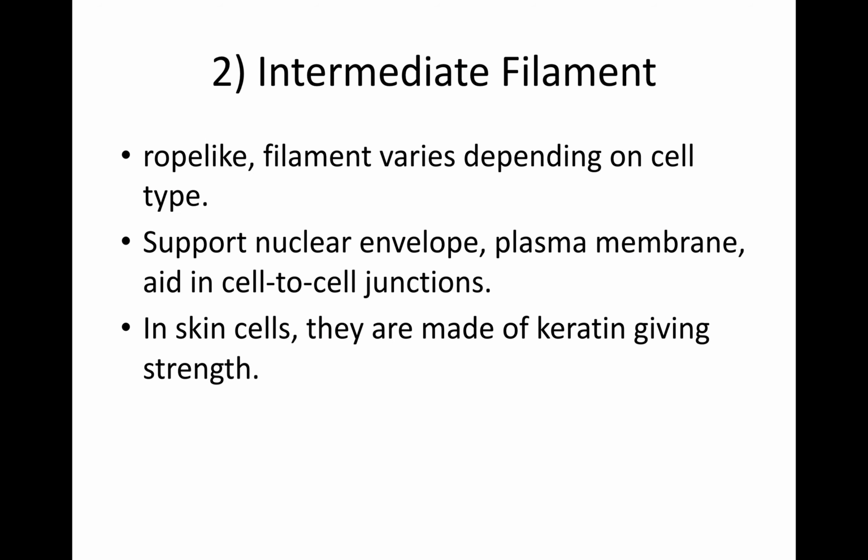Number 2 is called intermediate filaments. So now we're getting a little bit bigger. These are rope-like, not fiber-like, but rope-like, so they're a little bit thicker. The filament varies depending on what type of cell we're talking about. Intermediate filaments support the nuclear envelope, the plasma membrane, and aid in cell-to-cell communications.